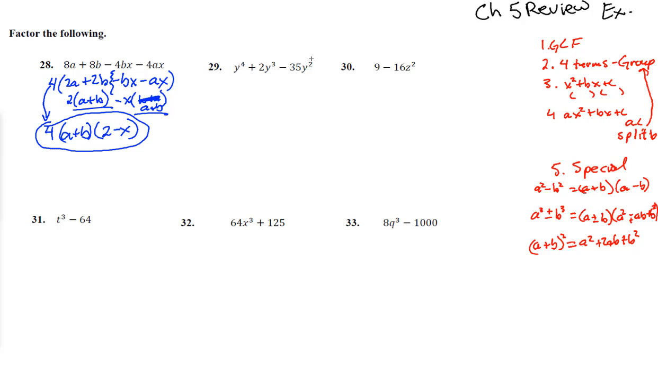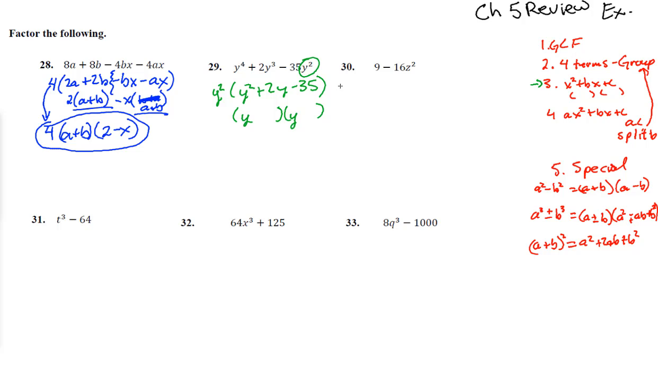Number 29, greatest common factor. Looks like a y squared can come out of everything. So y squared, and we're left with y squared plus 2y minus 35. What's left is a trinomial with leading coefficient 1. So we're right here on method 3. Put the y's here and the y's here.